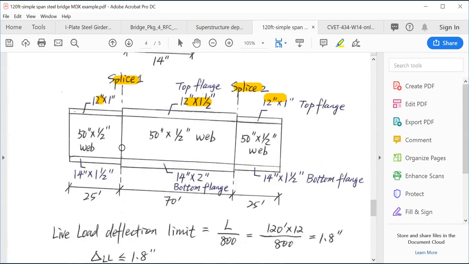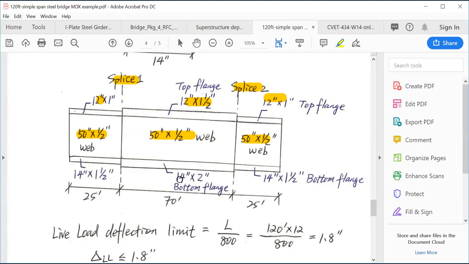Okay, and for the web, the typical I-plate girder bridge has the same web design along the entire bridge girder. So although we have different splice sections, we want to keep the web design the same. For the entire girder, we have the same web design, but we do have the opportunity to change the flange thickness and width in order to make our design more economical.